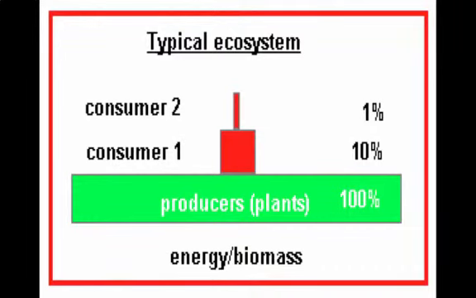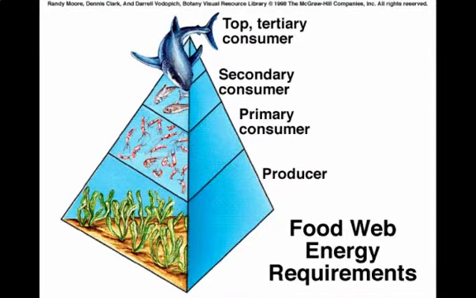So again, here's an example of it. You have all your producers, which are 100%, and then the first consumer only gets 10% of that, and then the next one gets 1% of what was originally available as we go on. So you have lots and lots of producers, lots and lots of plant matter, and lots of primary consumers, and you have very few of the top or tertiary, or even the secondary consumers.